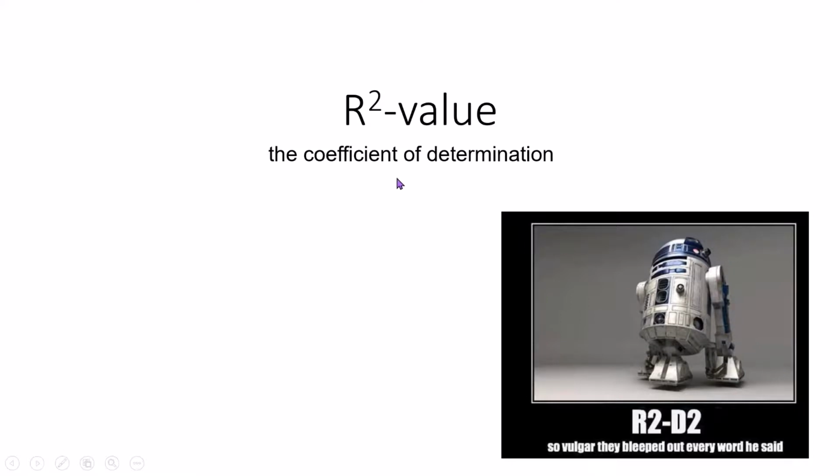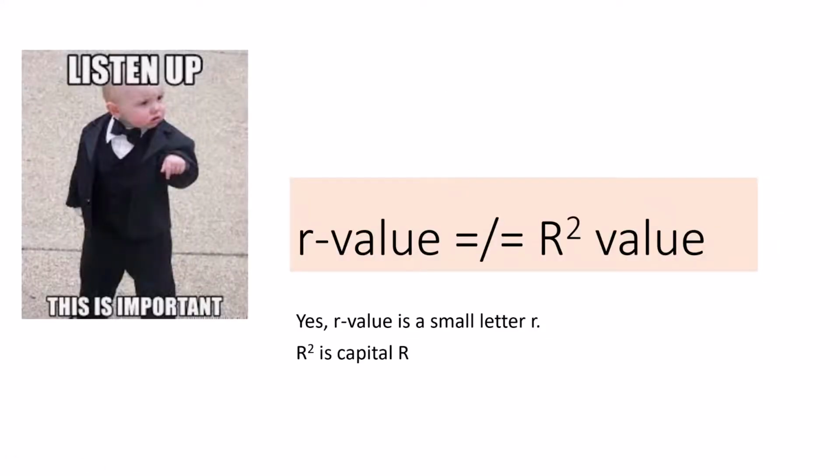Next, I just want to very quickly refer back to the R-squared values, which is a completely different thing, but a lot of candidates often muddle up. Here, this is the coefficient of determination. There are two things about R values and R-squared values. The R value usually uses a lowercase r, whereas the R-squared value uses an uppercase, capital R.